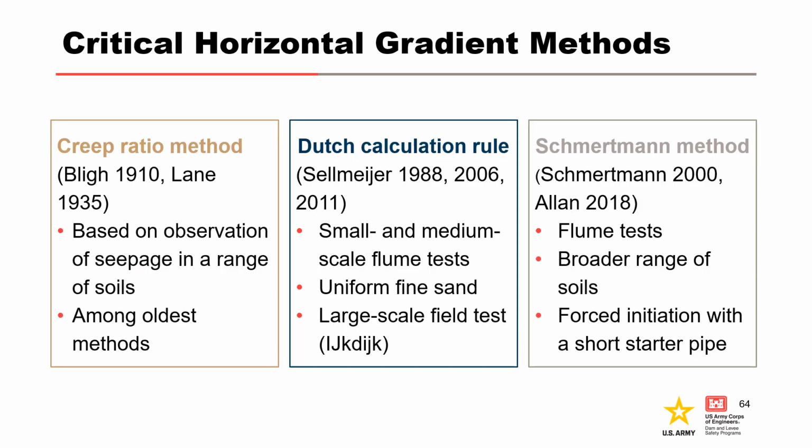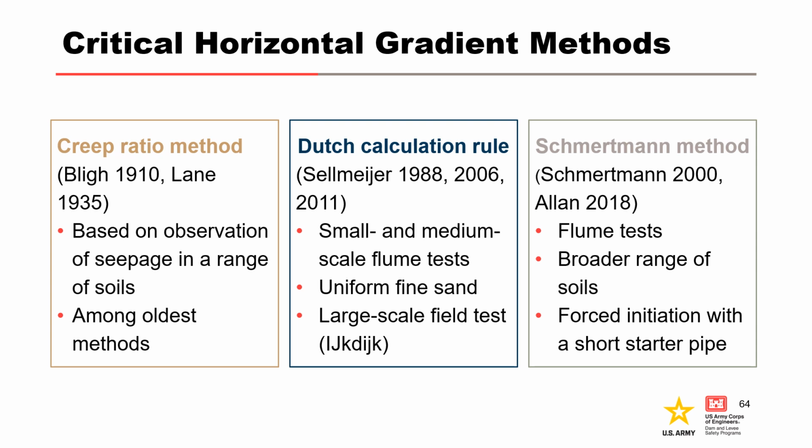There are several methodologies for assessing the critical horizontal hydraulic gradient. Creep ratios are an empirical method based on observations of seepage performed for a range of soil types and are among the oldest methods. The inverse of the creep ratio is the average gradient if there are no vertical structures. More recently, methods based on horizontal gradient have gained more attention for evaluating potential for backward erosion piping of cohesionless soils, specifically based on the research of Hans Sellmeier and John Schmertman.